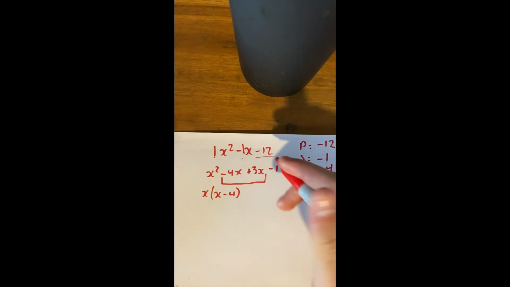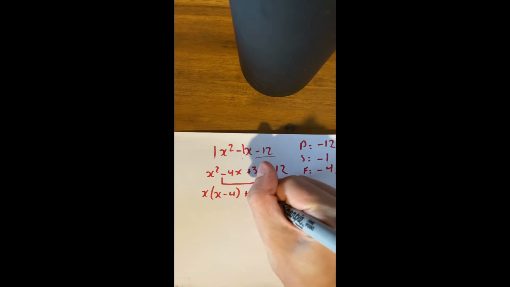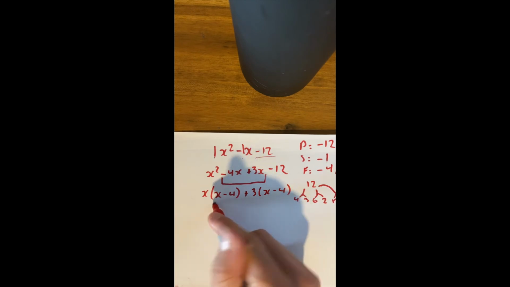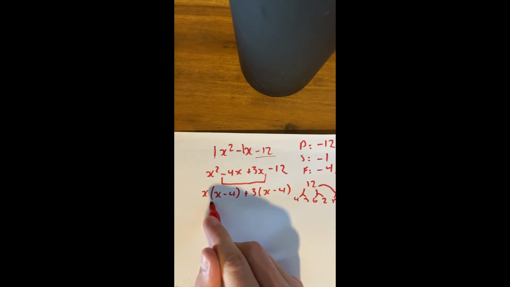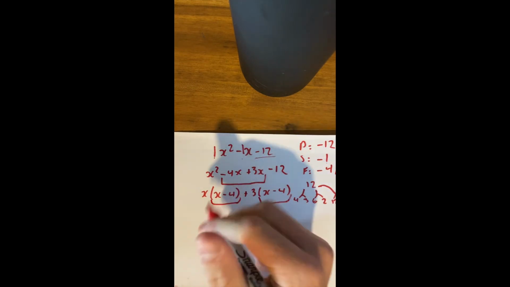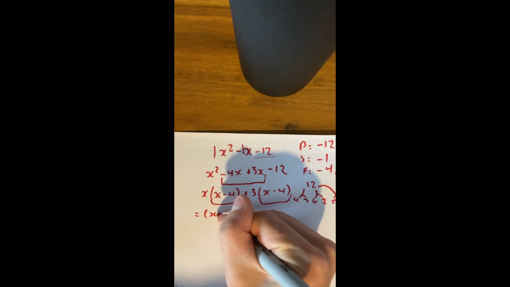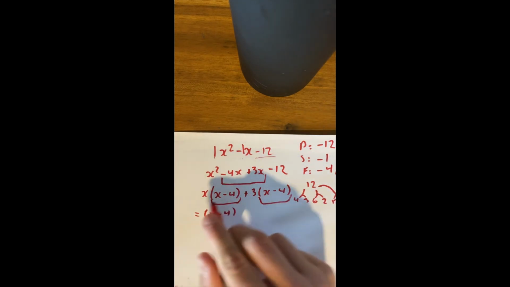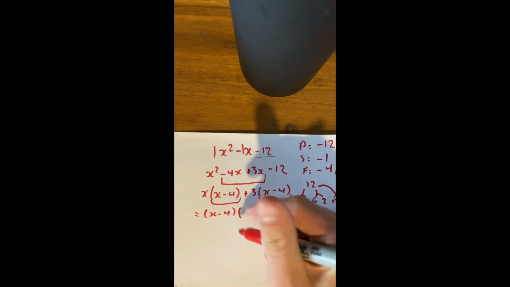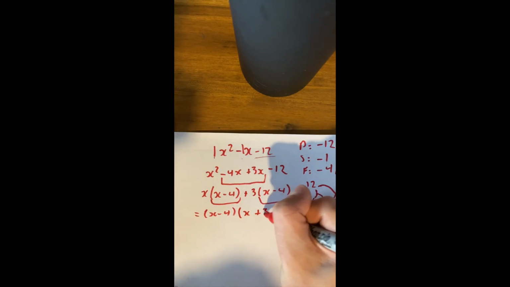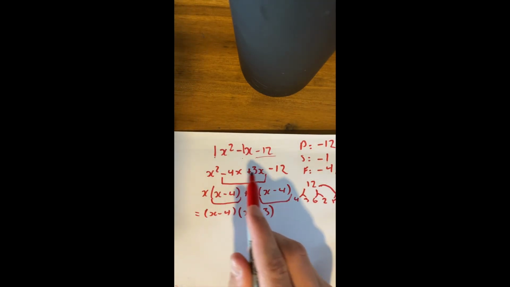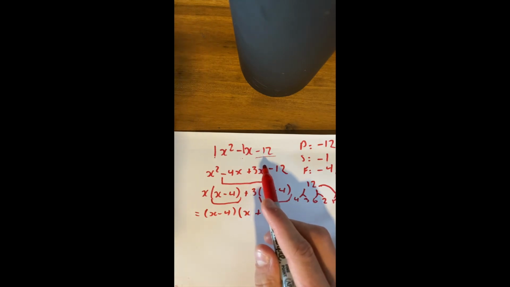the common factor is 3, so plus 3 times x minus 4, and then like last time we can see a common factor here of x minus 4 in both. So x minus 4 comes out, and then in the other bracket we simply put these other two terms, x plus 3, and then of course if you were to expand this, you would end up with that quadratic.